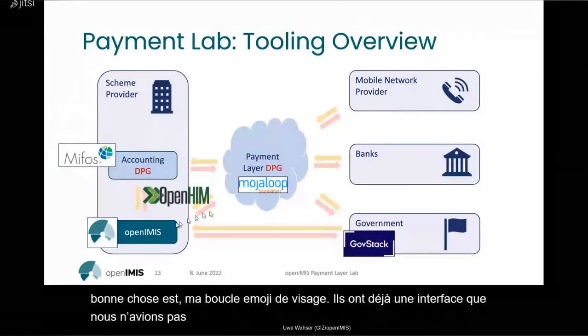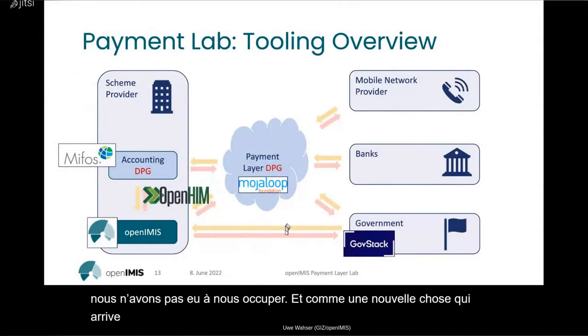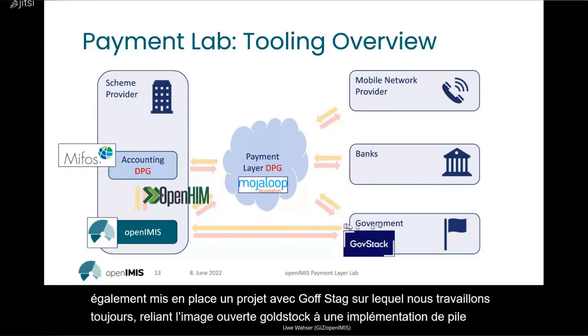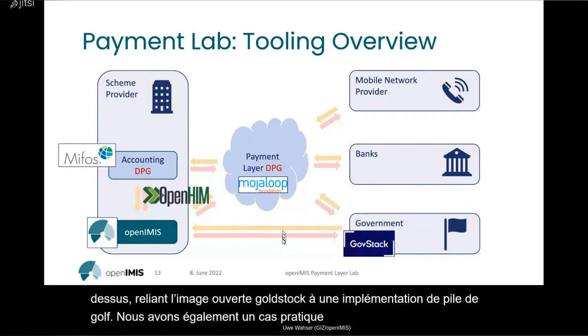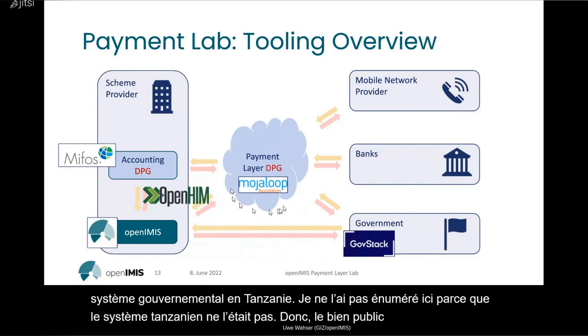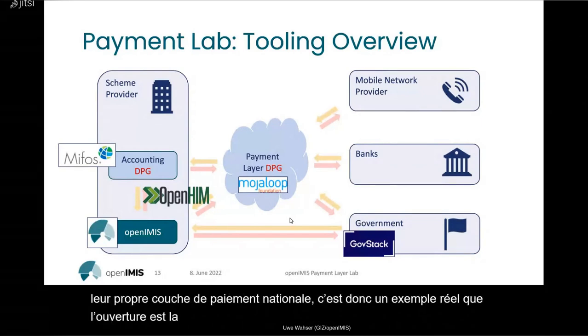And as a new thing that's coming in, we also had set up a project with GovStack, where we are still working on it, connecting GovStack or openIMIS to a GovStack implementation. We also have some practical case with the government system in Tanzania. I didn't list it here because the Tanzanian system was not a digital public good. They have their own national payment layer. So that's a real life example that the openIMIS functionality works, in fact, in the field.